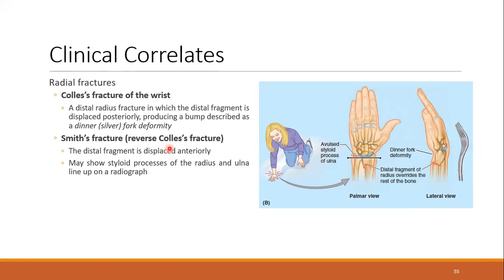Versus for Smith, it's just the reverse Colles, where the distal fragment is displaced anteriorly, but Smith is less common. Colles is way more common. Or Colles. Never know how to pronounce that.